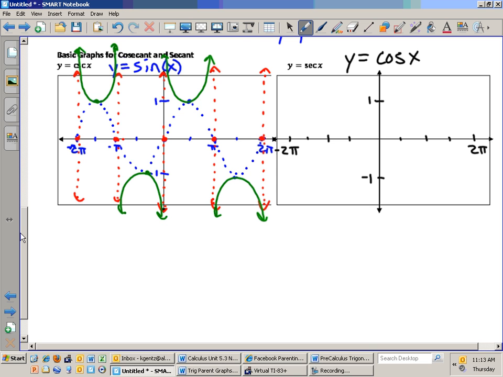All right, I need a starting point. Where does cosine start? It starts up here at 1. Well, I should draw a pi in there, I suppose, and a negative pi to give myself some type of reference. I start by heading down. I bottom out.